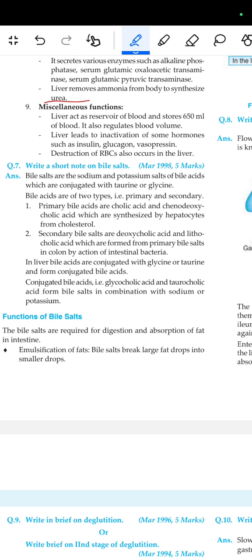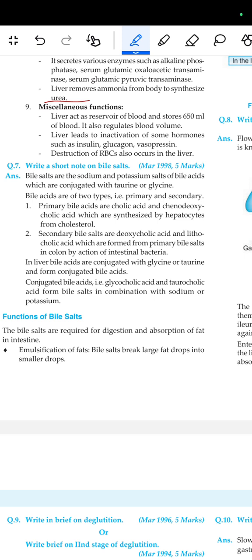The bile salts are the sodium and potassium salts of the bile acids which are conjugated with taurine or glycine. Bile salts are of two types, primary and secondary. Primary bile acids are cholic acid and chenodeoxycholic acid, which are synthesized by the hepatocytes from cholesterol. Secondary bile salts are deoxycholic acid and lithocholic acid, which are formed from the primary bile salts in the colon by the actions of the intestinal bacteria.